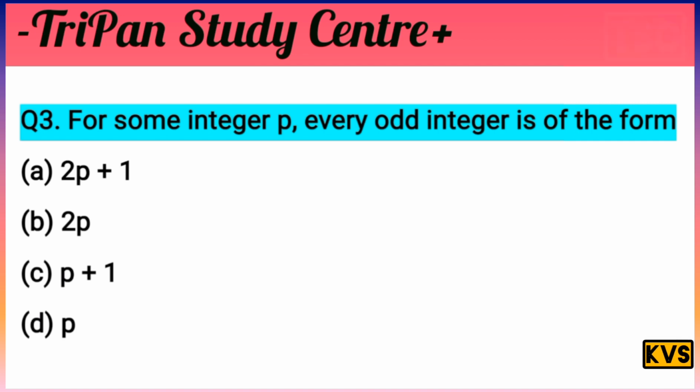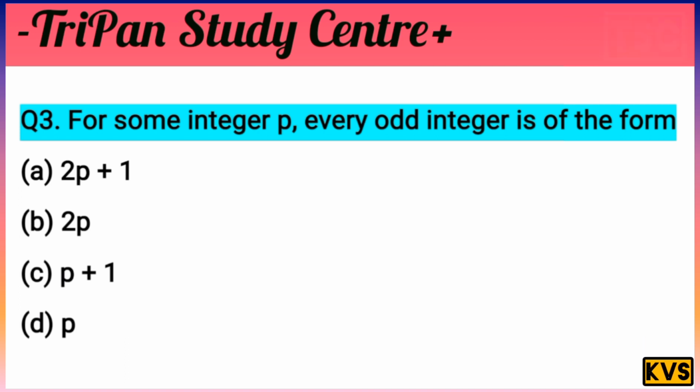First of all, check your knowledge. I give you a few seconds. You must have thought of your answer. Let's see what the answer to this question is. The question is direct and important for the MCQ. For some integer p, every odd integer is of the form. Question is clear?